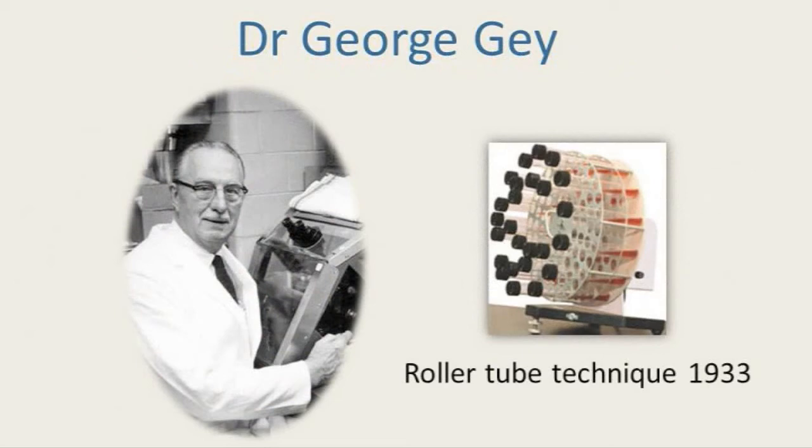Dr. George Gay aided the development of tissue culture in a number of ways. Development of the roller tube technique saw the explants being placed in a plasma-coated test tube, which was then placed in a roller machine and rotated as seen here. This technique was useful in the growth of viruses in cultured cells. From the 1930s onwards, scientists would use this technique for the growth of viruses and possible vaccinations.